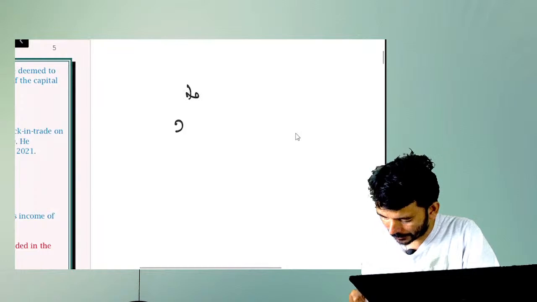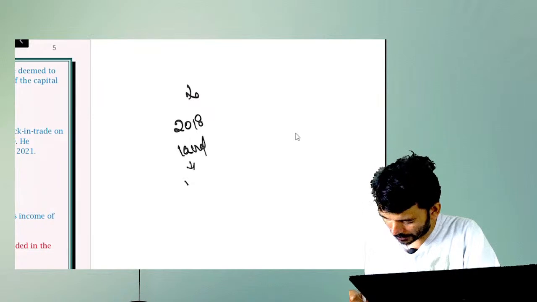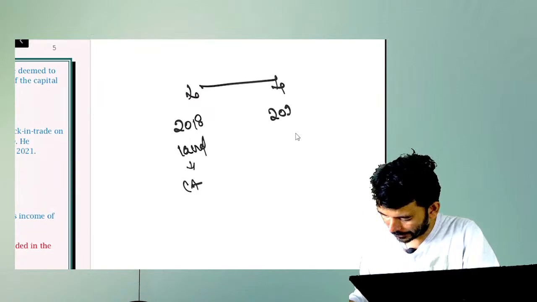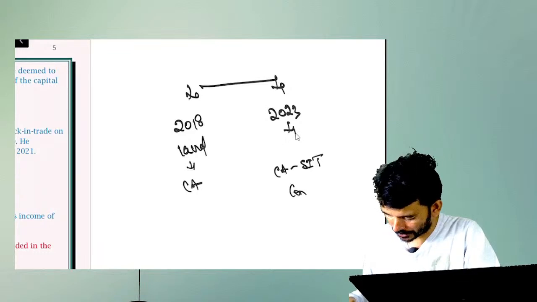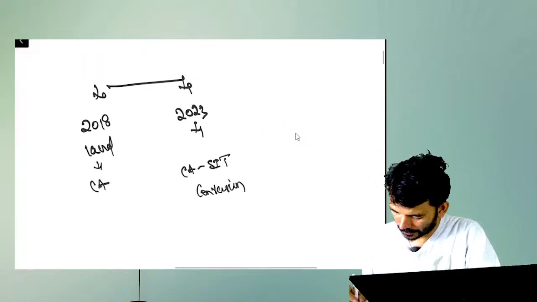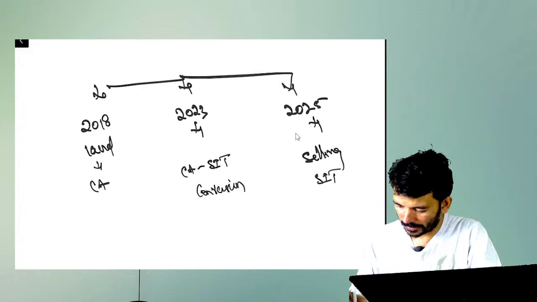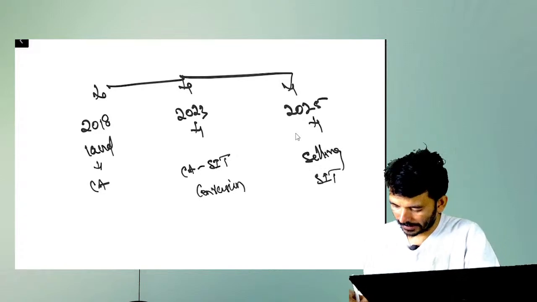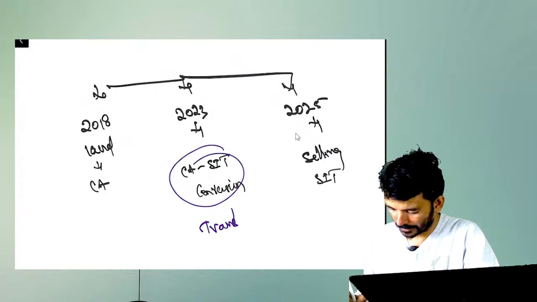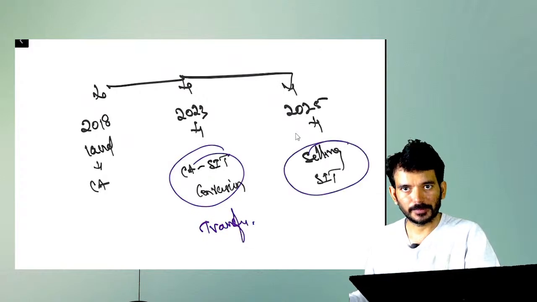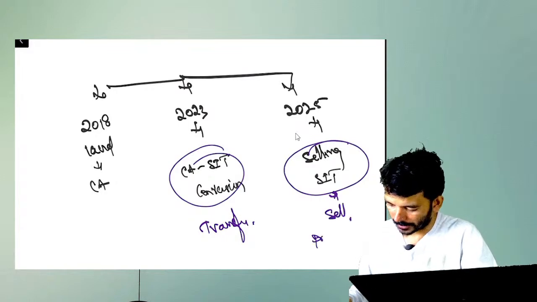I will tell you once again. In 2018, I bought one land. Okay, so this is my capital asset. In 2023, I am converting this capital asset into stock in trade. So this is the conversion. In 2025, I am selling this stock in trade. So one by one we will revise our understanding. Whenever there is a conversion, it's a transfer, correct? But when you eventually sell your stock in trade, you will pay tax. That is also proportionately.